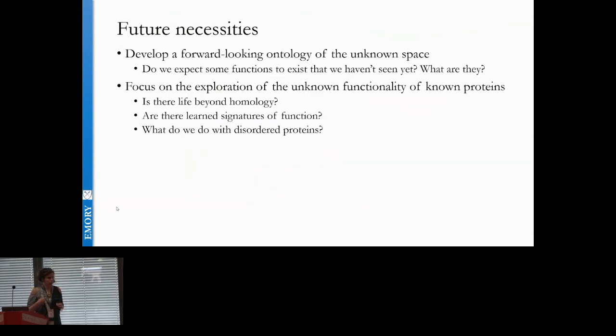So what do we need in order to improve our function prediction? We need to develop a forward-looking ontology for the yet unknown space. So these are the functions. Think of it as a Mendeleev table, where we didn't know some of the elements, but we could say what they were. If we can create a function ontology that tells us what is it that we're missing in biological annotations, that would be very useful. I don't know how to do it, so if you have any ideas, that'd be great.